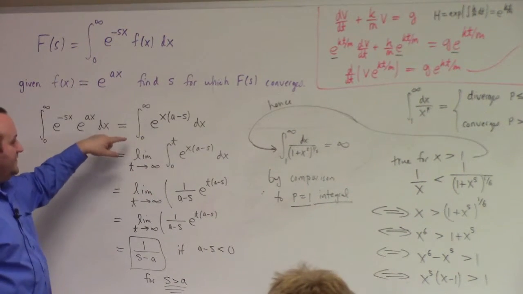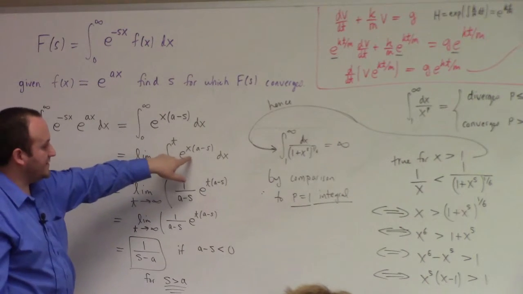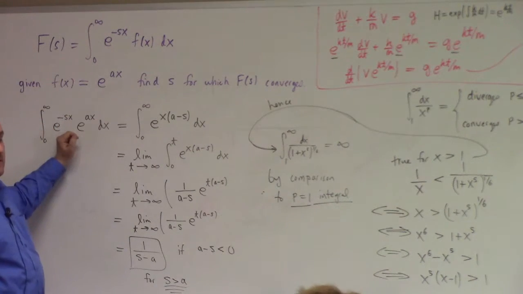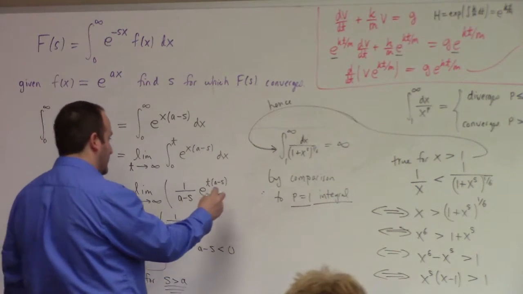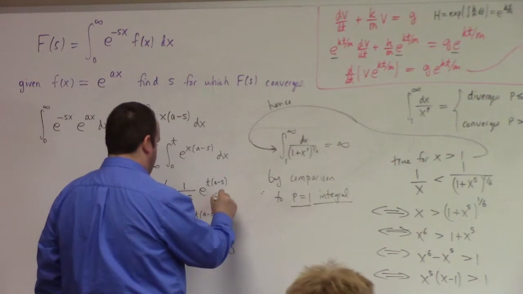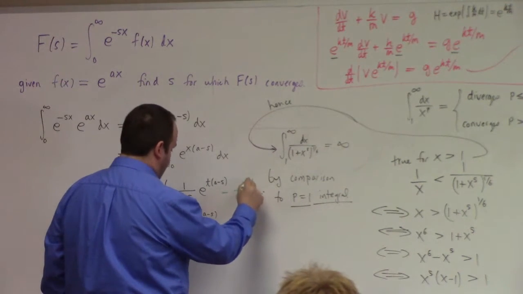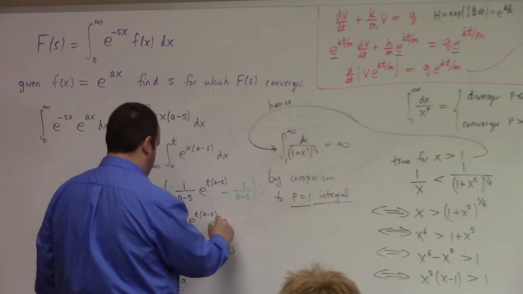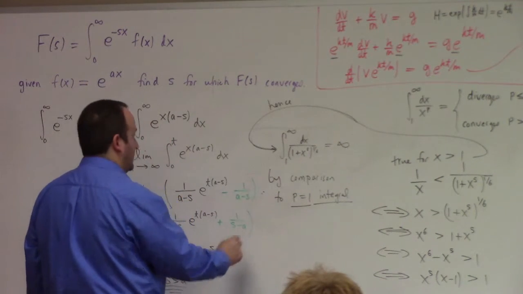But by definition of the improper integral, that's the limit as t goes to infinity of the integral from 0 to t of e to the x times (a minus s) dx, right? Well, I've erased that by something. That was minus whatever, a minus s, plus 1 over s minus a. That's how I like to write it. There we go.